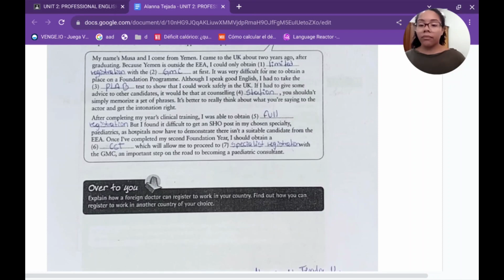After completing my year's clinical training, I was able to obtain full registration, but I found it difficult to get an SHO post in my chosen specialty, pediatrics, as hospitals now have to demonstrate there isn't a suitable candidate from the EEA. Once I have completed my second foundation year, I should obtain a CCT, which will allow me to proceed to specialist registration with the GMC, an important step on the road to becoming a pediatric consultant. Thank you very much.